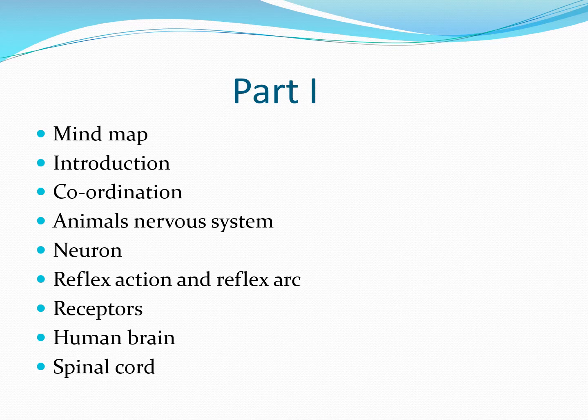First one, mind map. Mind map is nothing but it will give you the clear idea about the whole chapter. Then introduction, coordination, then animals nervous system, neuron, reflex action and reflex arc, receptors, human brain and spinal cord.